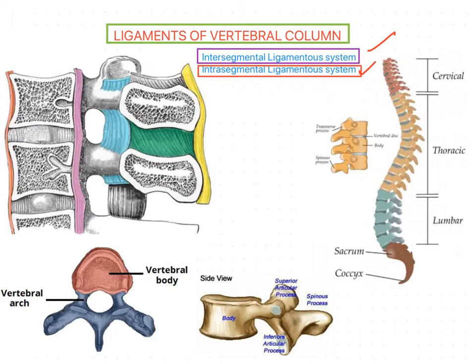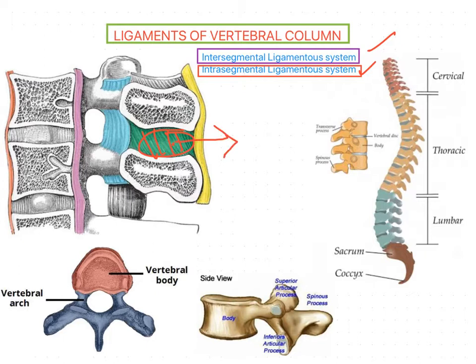In the intrasegmental ligamentous system, the ligament binds together individual or adjacent vertebrae. For example, here you can find this green color. This is one of the intrasegmental ligaments which attaches the two spinous processes of the mobile segment. This ligament is called the interspinous ligament.